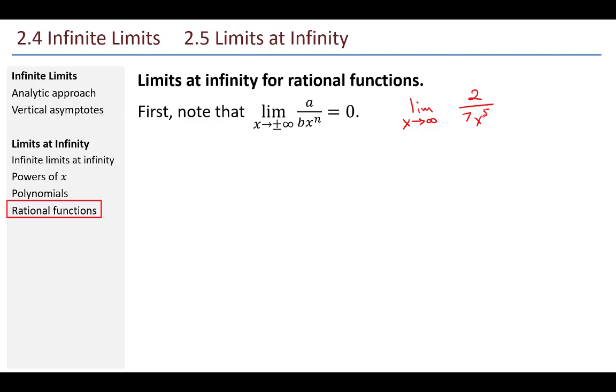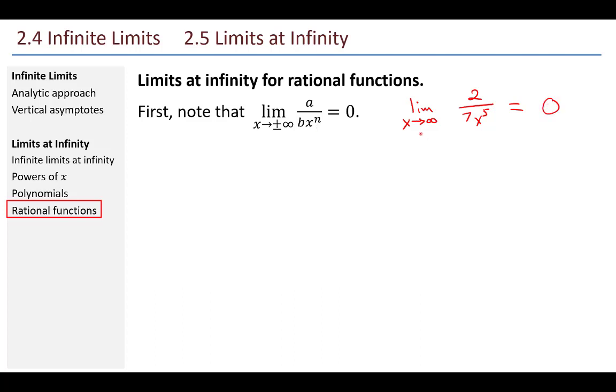And it's pretty easy to see why that answer should be 0, because look, the denominator is getting bigger and bigger and bigger. That numerator is just a constant. The numerator doesn't change. That's what the a is over here. The a is a constant. But that denominator gets bigger and bigger and bigger. And so the answer has to be 0.